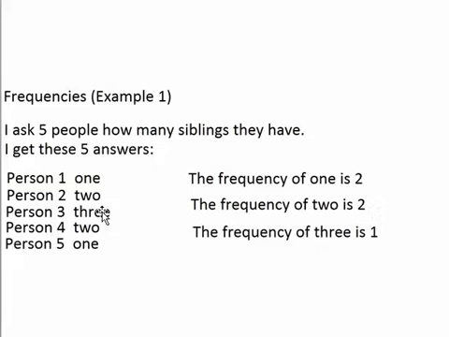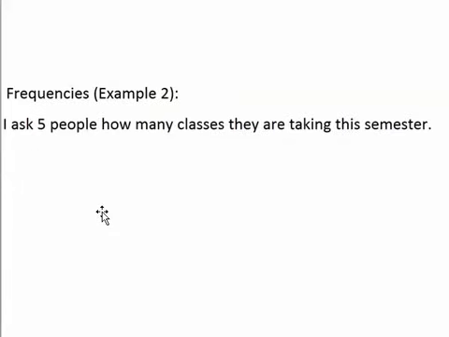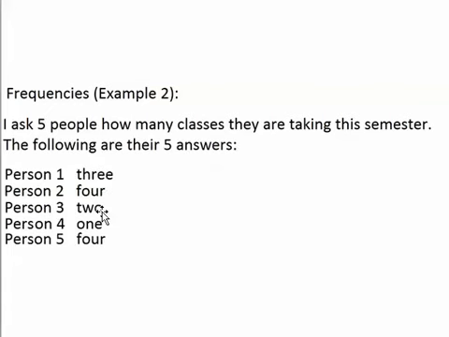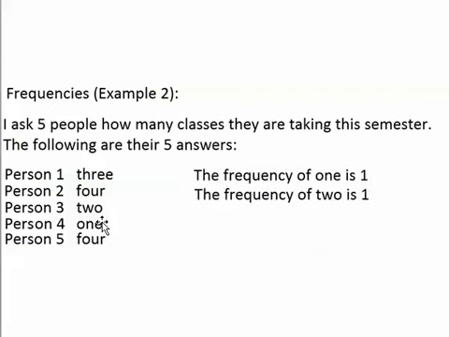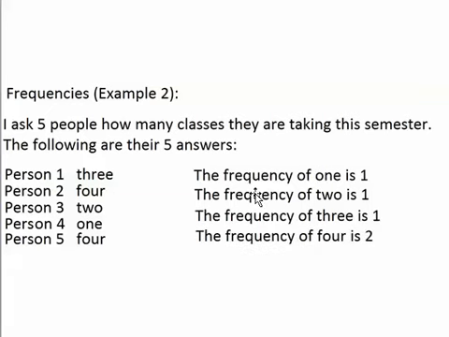Here's another example. I asked 5 people how many classes they're taking this semester, and I get these 5 answers. 1 person said 1, so that value has a frequency of 1. 1 person said 2, so that has a frequency of 1. 1 person said 3, and 2 people said 4.